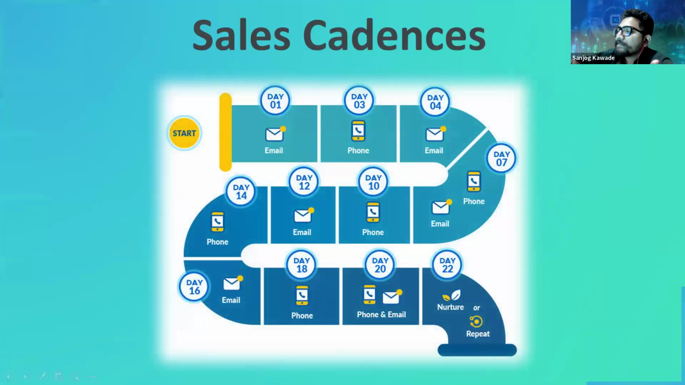Now, a sales cadence typically looks something like this. So you have your pipeline, which is denoted by this beautiful curvy pipeline here. And then you have something in your mind that whenever you get a fresh new lead, the first day you'll target that person via some channel. If that person is responsive enough, then you'll target on maybe the third day or the second day. But if that person is not responsive enough, maybe you'll try to target that person on the fourth day.